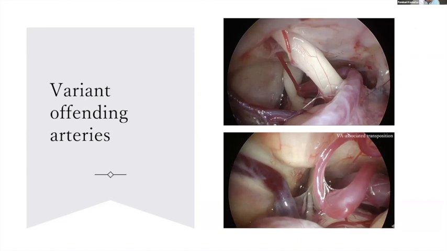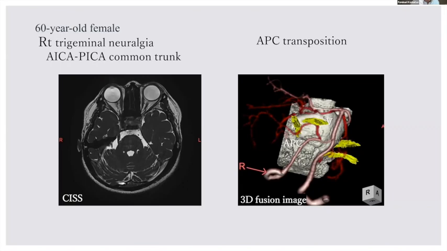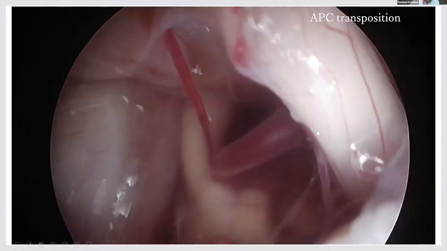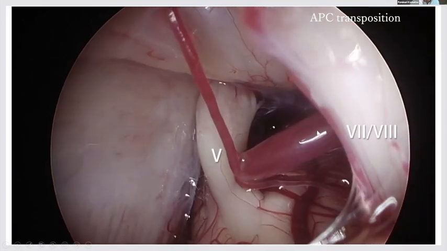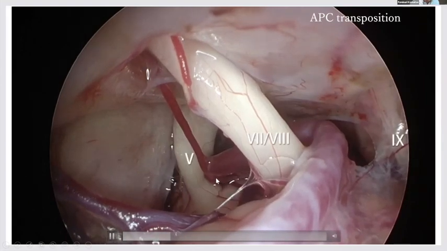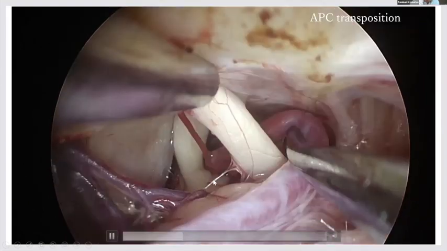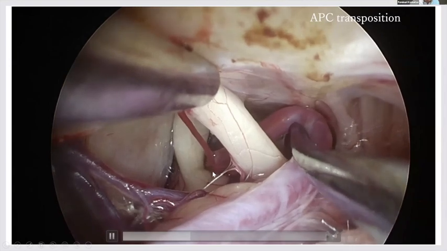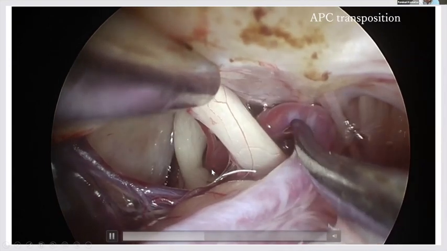And these are variant offending arteries. The first one is the ICA common trunk. In this case, the trigeminal nerve is compressed by the ICA common trunk from the caudal direction. The video is shown. So the ICA common trunk compressed the REZ of the trigeminal nerve from the caudal direction, as the neuroimage showed.